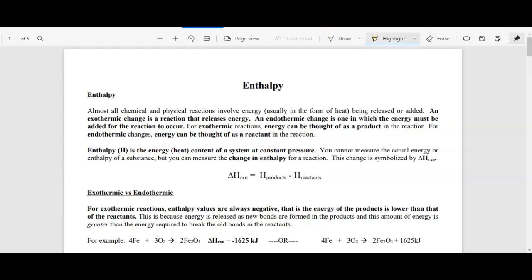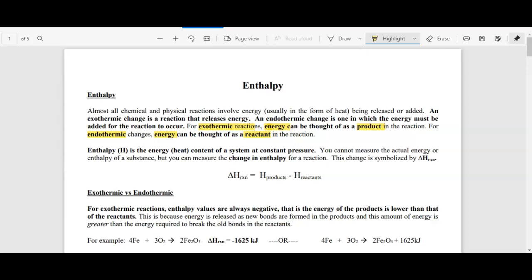So what I'm going to do here is highlight some things. I'm going to say exothermic reaction, energy, product. And then I'm going to highlight endothermic, energy, reactant. Whenever we set these equations up, that's where you will see energy within the equation. Exothermic is going to have it as a product. Endothermic will have it as a reactant.